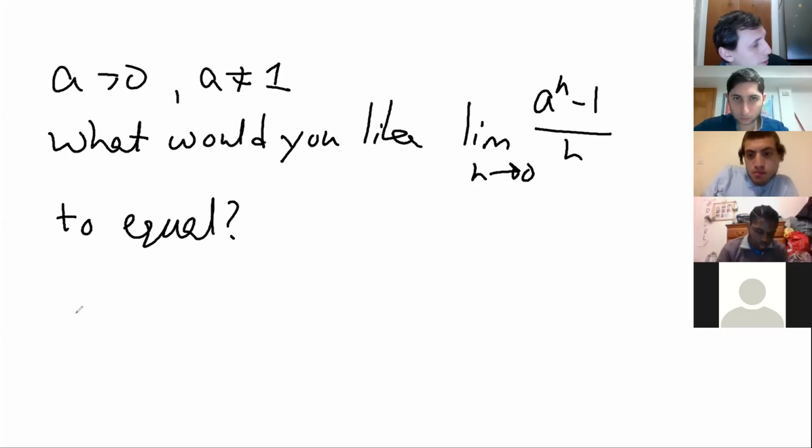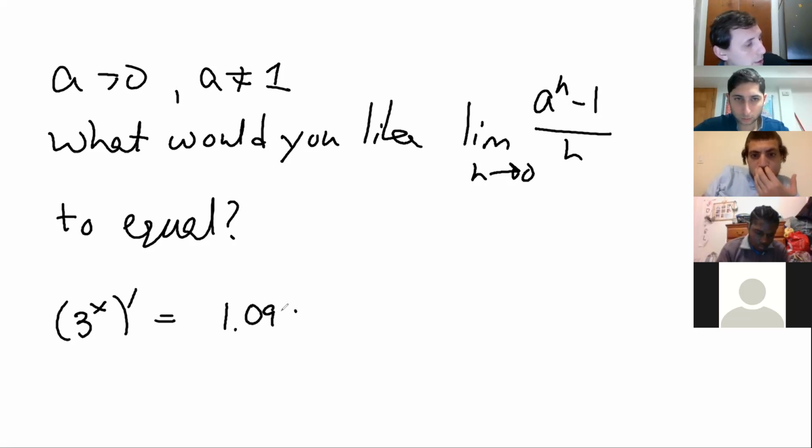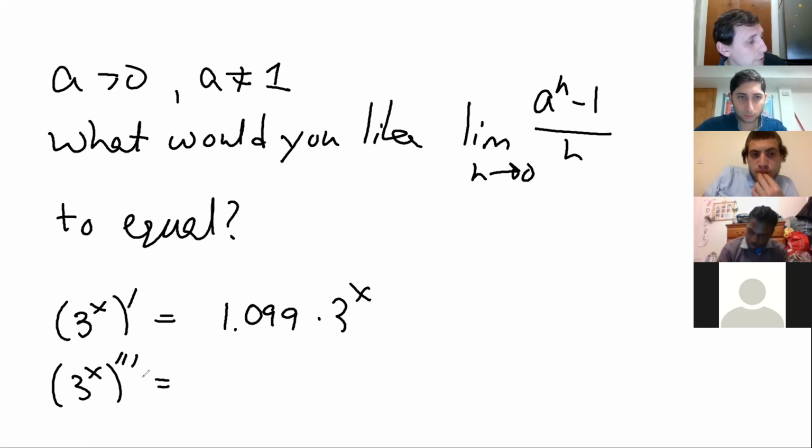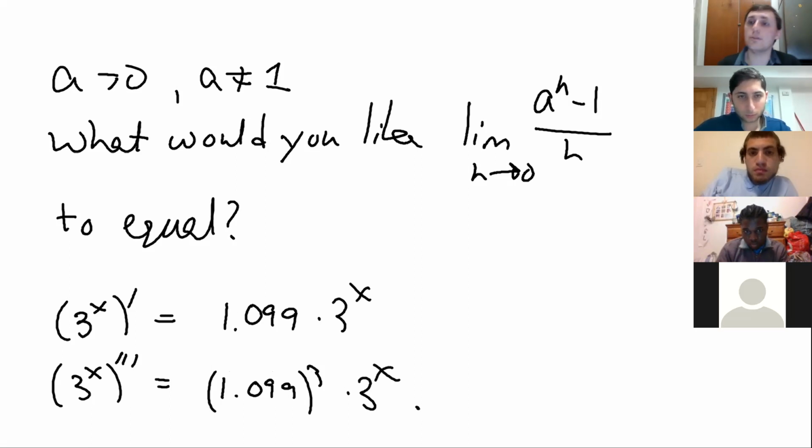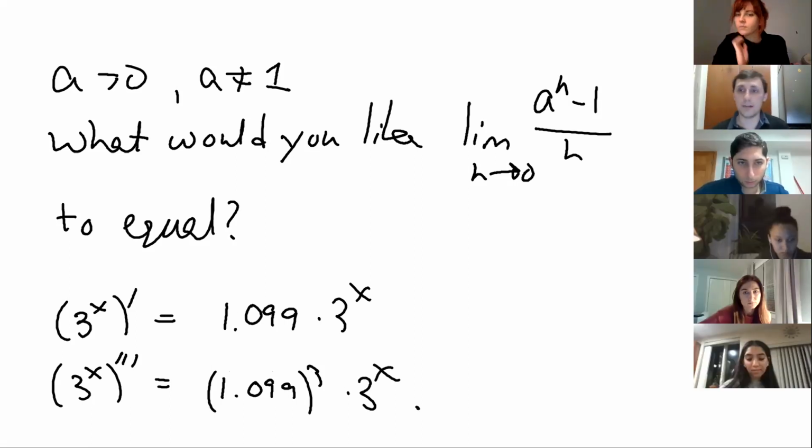If I look at it, when I take the derivative of 3 to the x, I need to multiply by 1.099 times 3 to the x. If I had to take the derivative of 3 to the x 3 times, I will have to multiply by 1.099 cubed times 3 to the x. That's a lot of hassle. Do you agree? The more derivatives you have to carry out, the more hassle you are suffering. Good? So what's the best number?